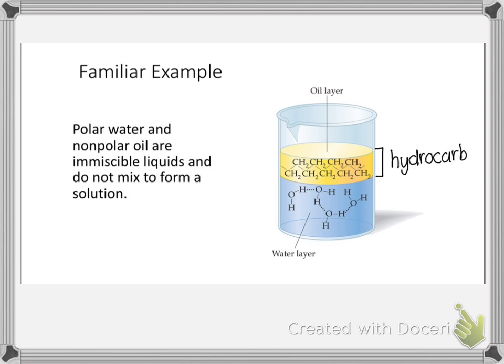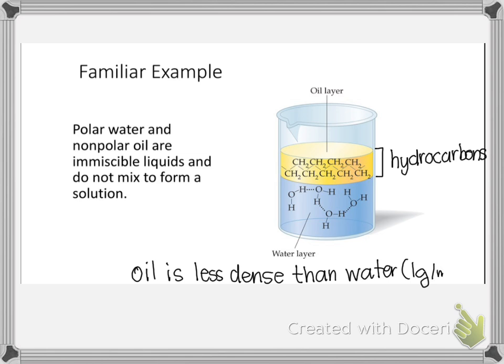What else can we tell by having the oil on the top? If you said that it's less dense, that is correct. By this observation, we would know that oil is less dense than water. And water has a density of 1 gram per milliliter. And how we know that is because oil is the top layer. So less dense objects go to the top, more dense objects go to the bottom.